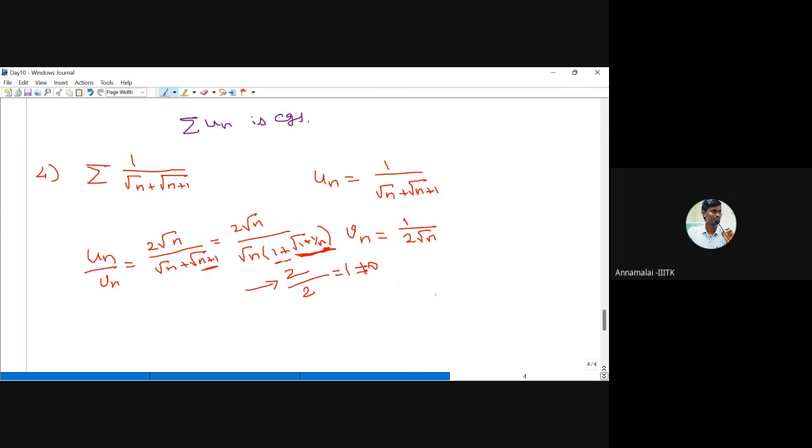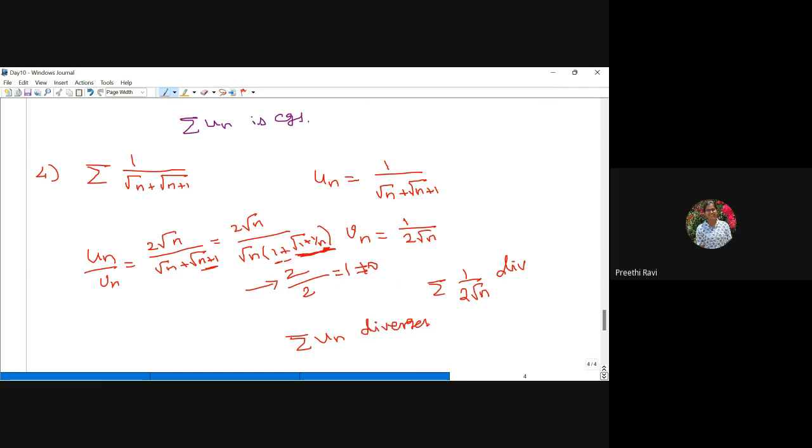Now look at this Vn, summation 1 by 2 times square root of n. This diverges, because don't bother about this constant, it is n power 1 by 2. 1 by 2 is less than 1, therefore this series diverges. Since this diverges, therefore summation Un also diverges.